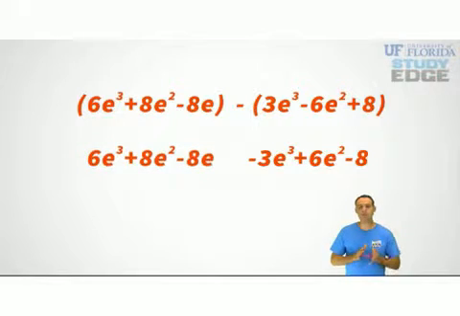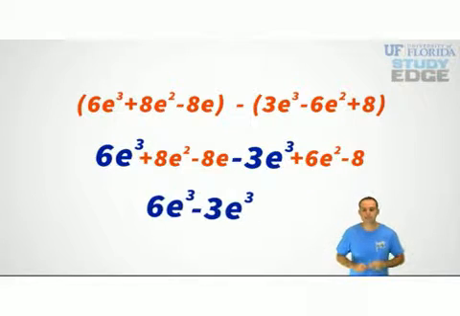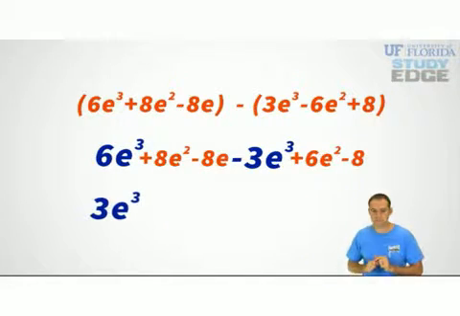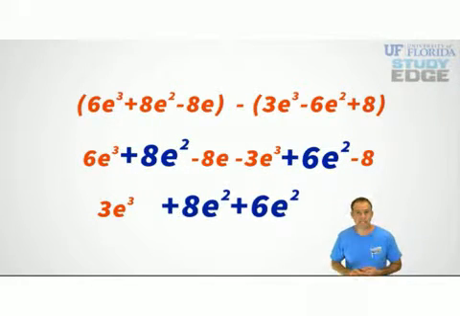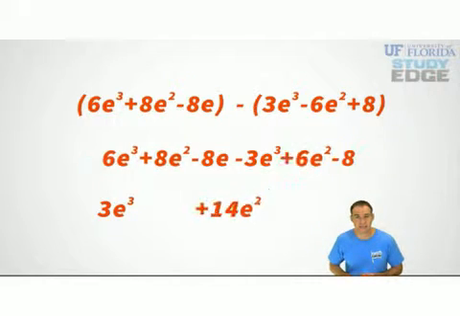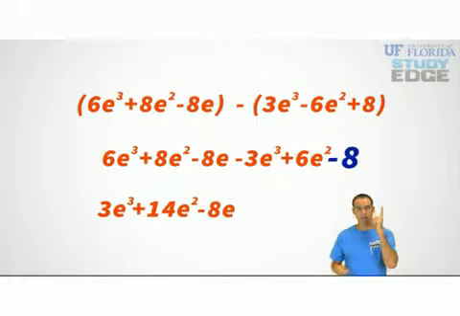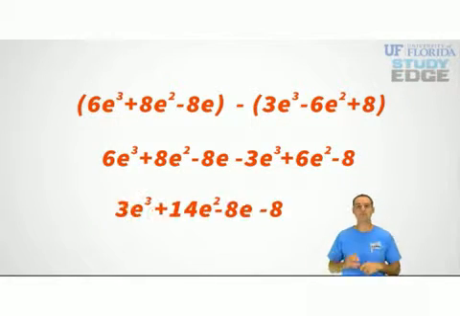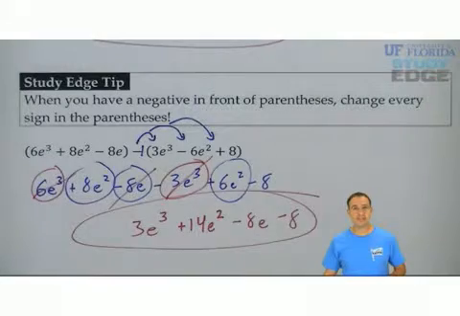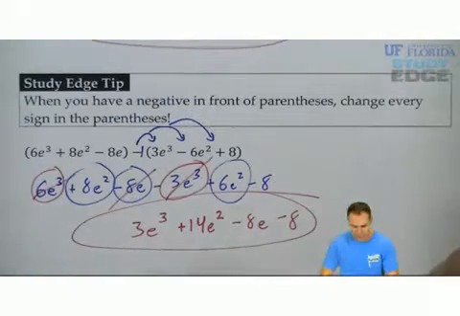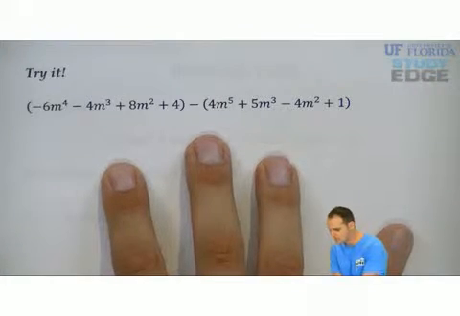The first set of parentheses, we can just drop those down, put them together. Combine like terms. 6e to the 3rd minus 3e to the 3rd is just 3e to the 3rd. Also, we can see that we have 8e to the second plus 6e to the second will give me 14e to the second power. After that, I see minus 8e, just bring that down, there's nothing to combine. Oh, and that minus 8, yep, bring that over, nothing to combine. And that would be my final answer when I want to add or subtract, in this case subtract, of course, polynomials. So ready? I want you to try this one. Get ready to pause that video, give this one a try right now.